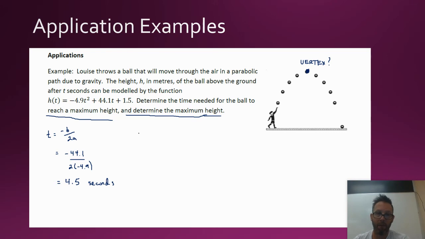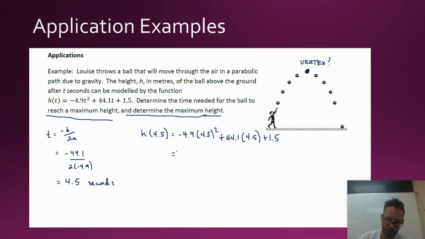And what is that maximum height? Well, let's find out. What is the height after 4.5 seconds? Just got to do some plug and play. Minus 4.9 times 4.5 squared, plus 44.1 times 4.5, plus 1.5. Just got to crank that into our calculators. Let's do it.